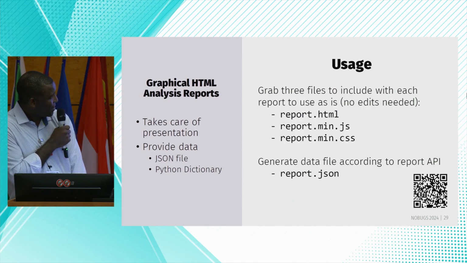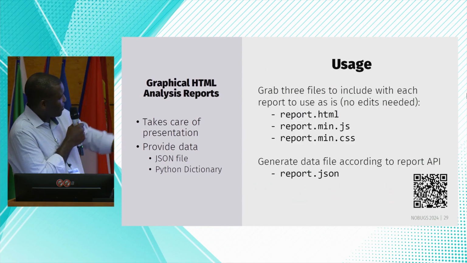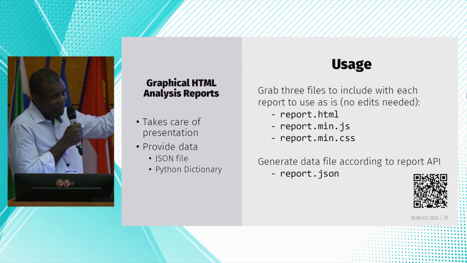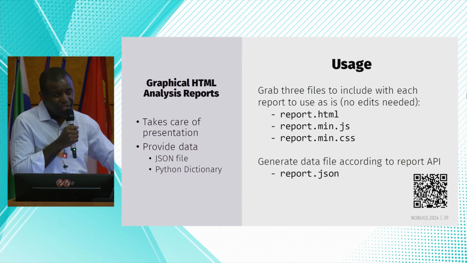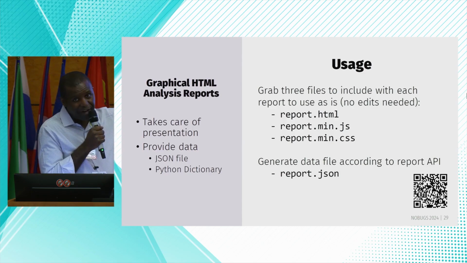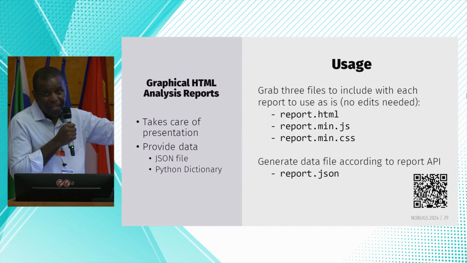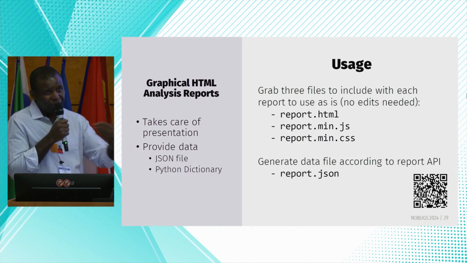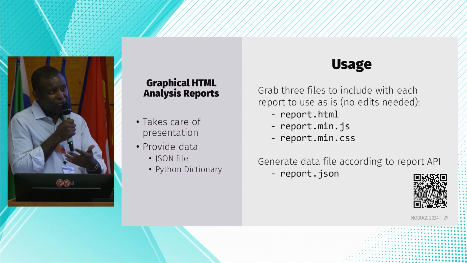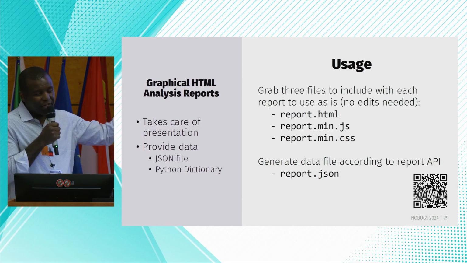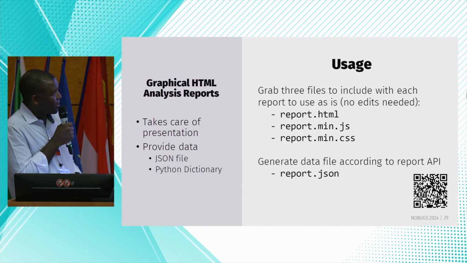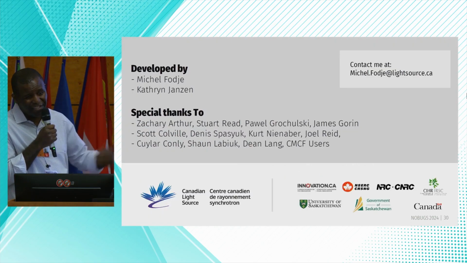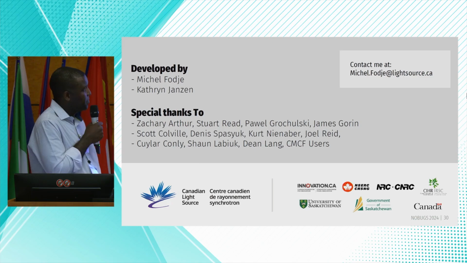The way you use this is quite easy. The three files, report.html, the JavaScript, and the CSS file, are written files you don't have to modify. You just have those in the same directory, and you provide your data in a report.json file. That allows you to display a graphical report for the user. So if you're writing a wrapper for a software and you want to generate a report, all you have to do is generate your JSON dictionary, and it will produce the report to be visualized in an HTML viewer, for example.